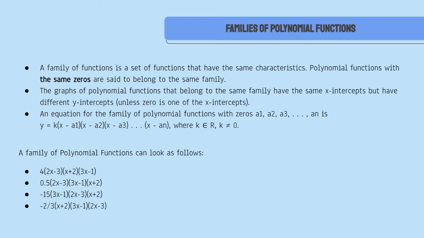So for example, to identify a family of polynomial functions, you could have something as below. We have the following roots, or the following zeros: 3/2, -2, and 1/3. Those are the same in all of these examples. They might be in a different order, but they are still the same zeros. And then we have different k values. As you can see, none of them are 0, and none of them repeat, which means these are all different functions of the same family.